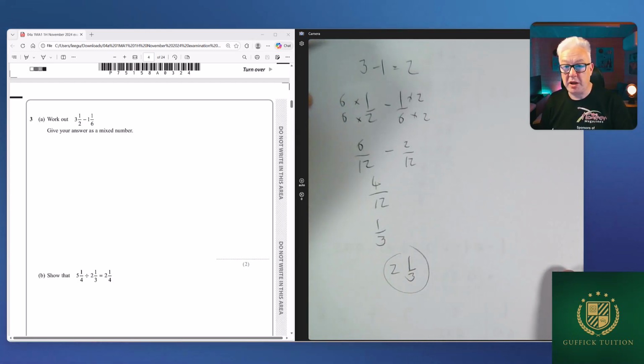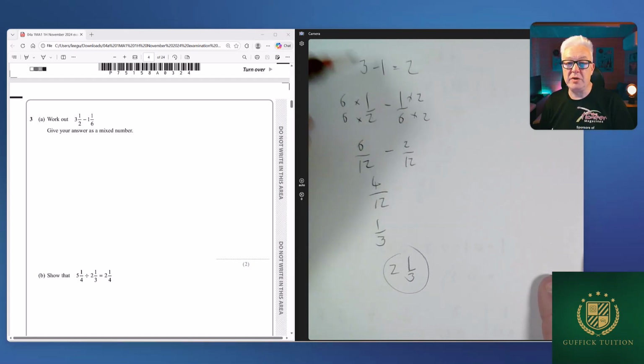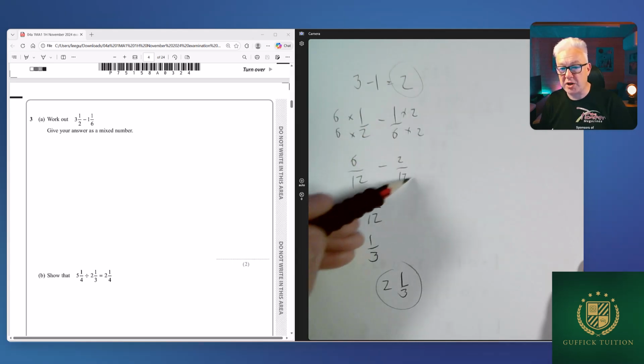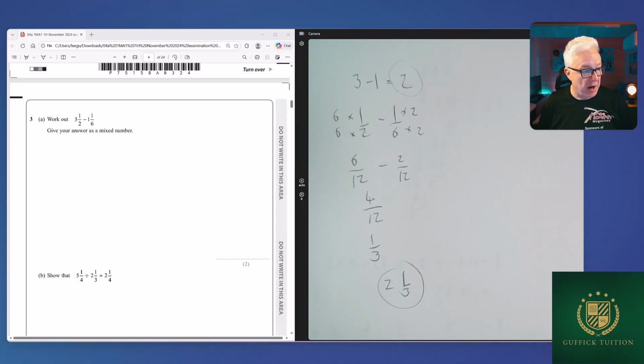Okay, so because a half take away a 6 is a positive number, I realized I was safe just to take the integers away first and then do the fraction. However, you could do it by turning it into an improper fraction first if you wish. Right, part B, which is probably what I'm going to do in part B.